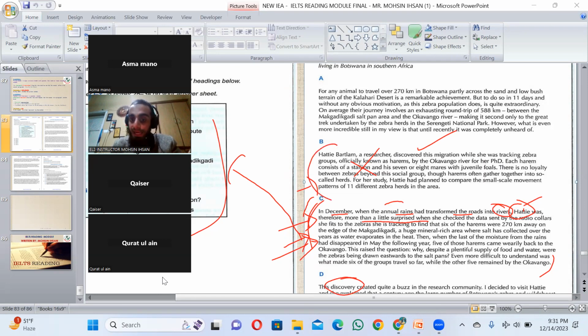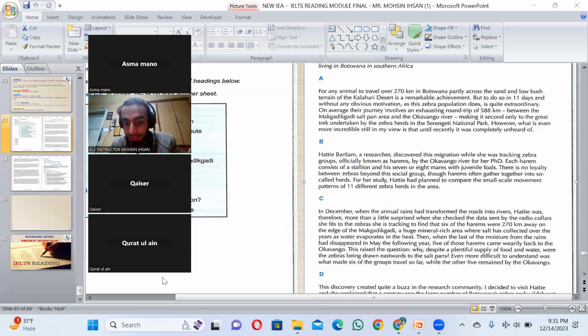You would see it in the second paragraph, third paragraph, or fourth paragraph, right? Now, let me discuss further. Hattie was therefore more than a little surprised when she checked the data sent by the radio collars.